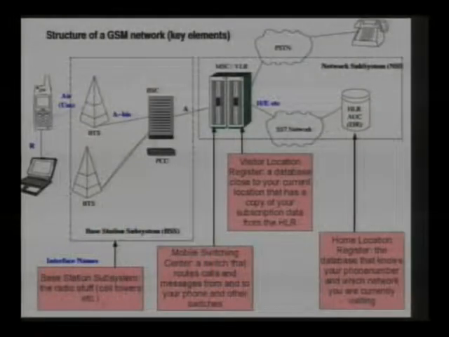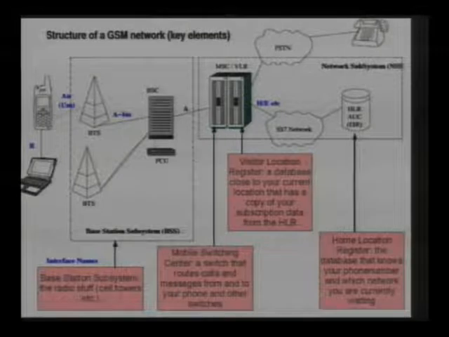So for example, if you have a subscription in Germany and your home location register can be anywhere in the country, let's say in Munich, and you are currently in Berlin, then the visitor location register in Berlin tells the HLR, hey, this guy is here now, please give me his subscription data, and it gets a copy of that subscription data and can use that from that point on.